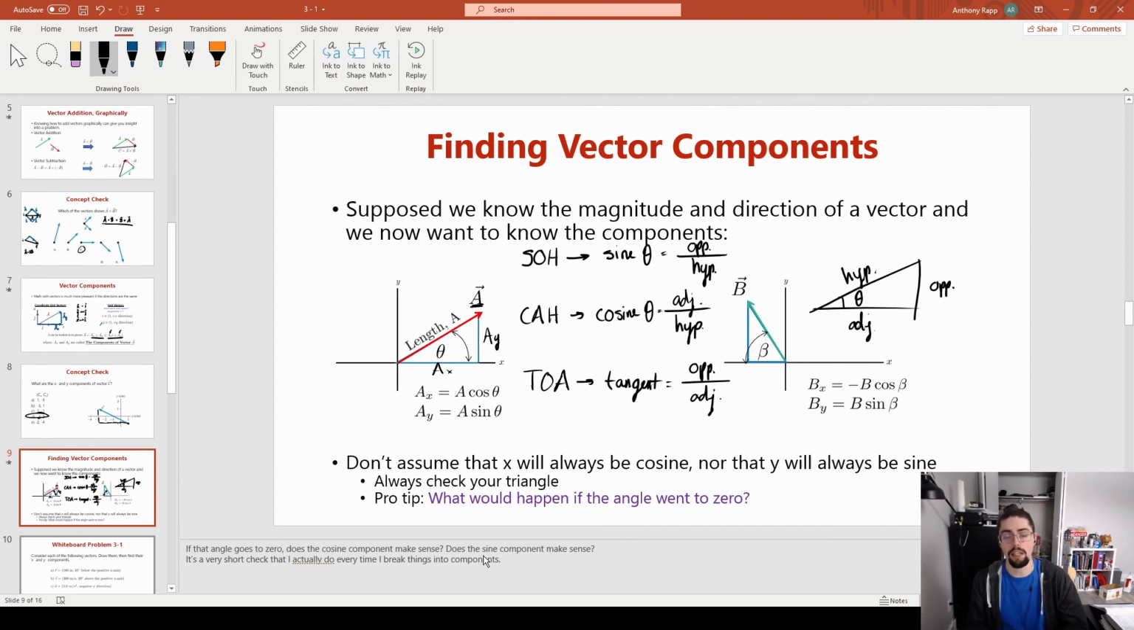So I like to do this. I like to imagine what happens if the angle goes to 0, because if the angle goes to 0, does it point in the direction I expect it to? The one that it points in now should be the cosine, and if it's not, I need to look at this, and I need to be a little bit more careful with my triangle, and I need to not just be using the unit circle.